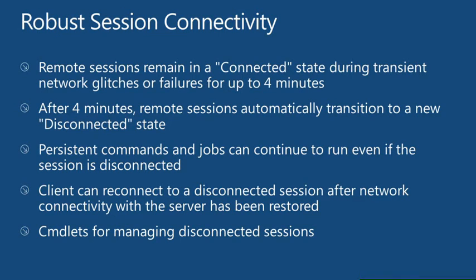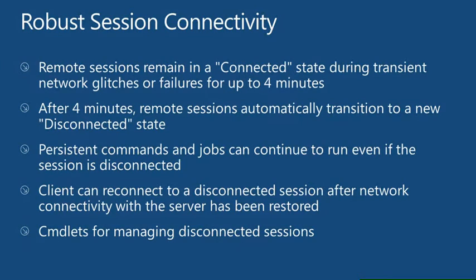So we wanted to really improve that in V3 and add a lot more robustness, and this is both at the WSMAN protocol layer and within PowerShell remoting itself. So now remote sessions will actually stay in a connected state during transient network glitches, interruptions and failures for up to 4 minutes. And then after 4 minutes, if you still haven't restored network connectivity, the remote session will automatically, on both the client and server side, transition to a new disconnected state.